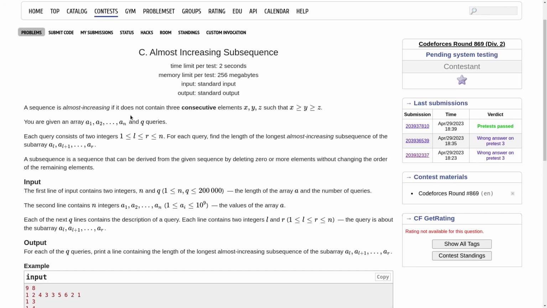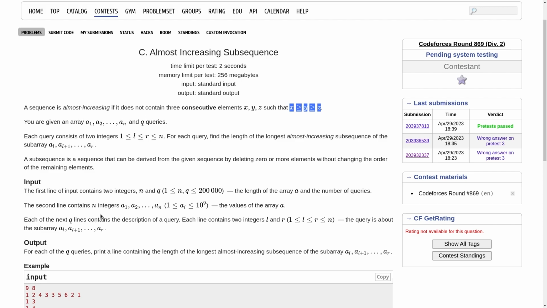So let me quickly summarize what this problem says. This particular problem says that a sequence is called almost increasing if it does not contain these three characters, right? So these three should be x, y, and z. If this is array of i, this should be array of i plus 1, and this should be array of i plus 2, right? And they follow this particular pattern. There should be no three consecutive characters in an array such that they follow this particular pattern. Only then a sequence is called almost increasing, right?